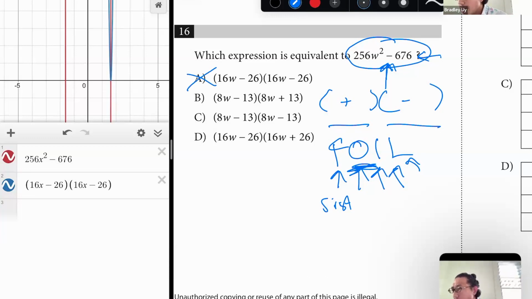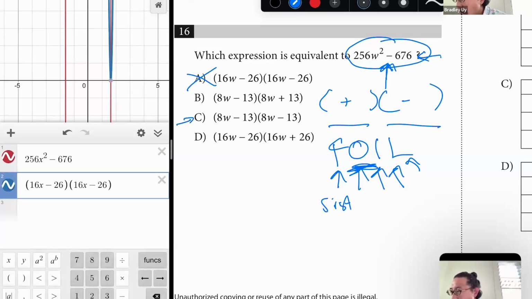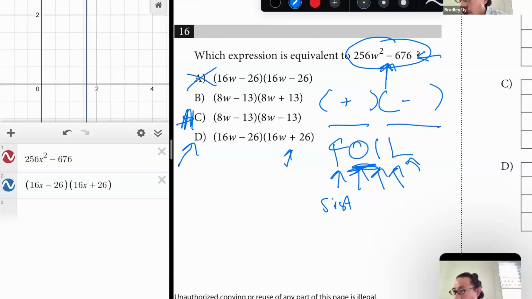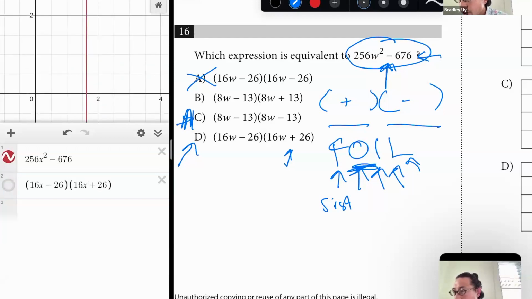Instead of going to B or C, I would plug in D because there's less to change. All I need to do is change this second minus sign to a plus. If I do that, bang, you can turn the graph on and off. You will see that these graphs are exactly the same. And if the graphs are the same, then the expressions are equivalent as well.